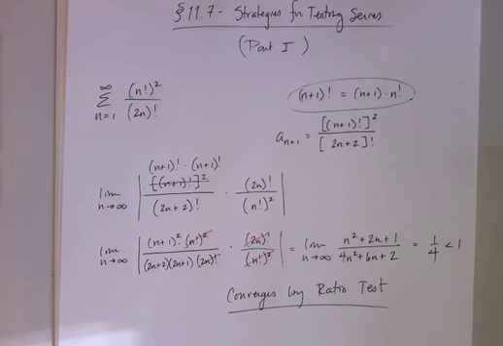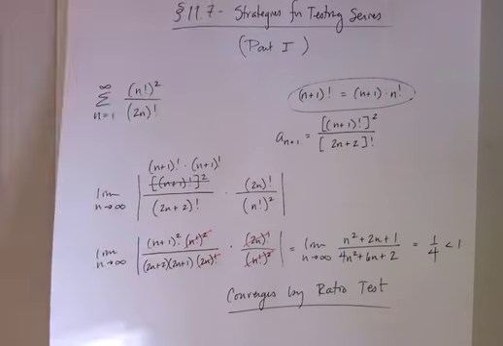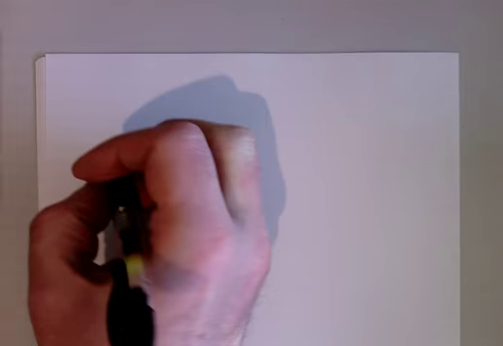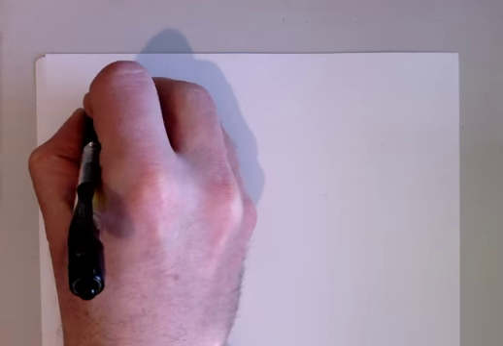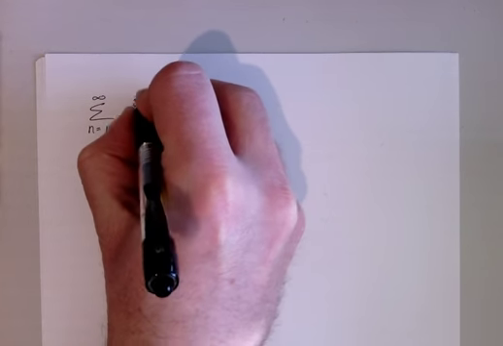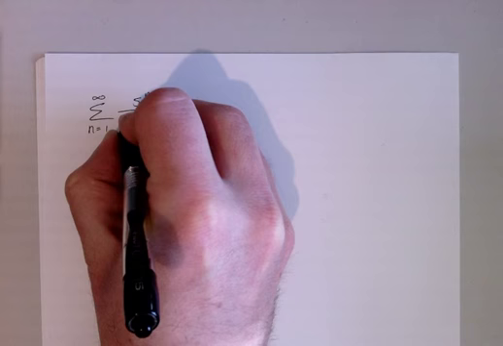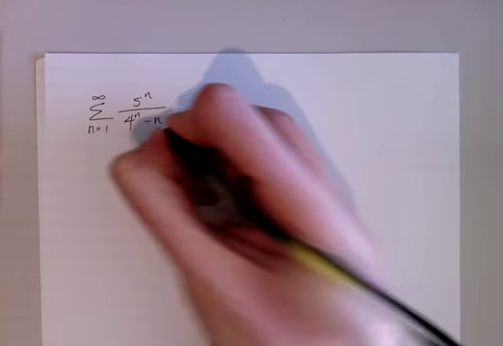Okay, well that was relatively straightforward. Let's actually move on to another one. Let's do sigma n is equal to 1 to infinity of 5 to the n over 4 to the n minus n.